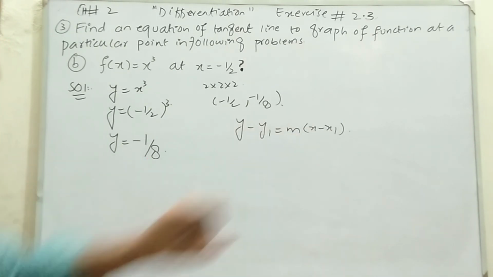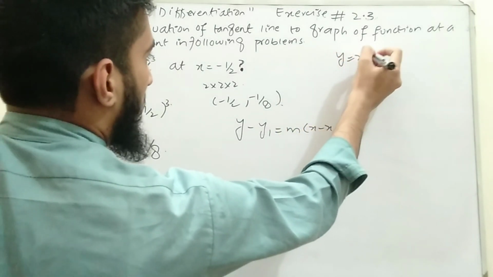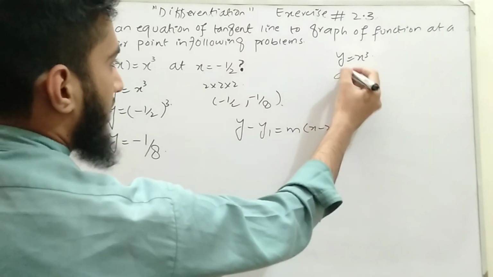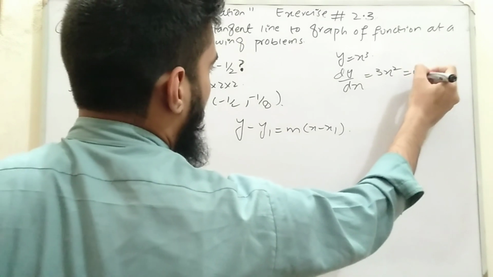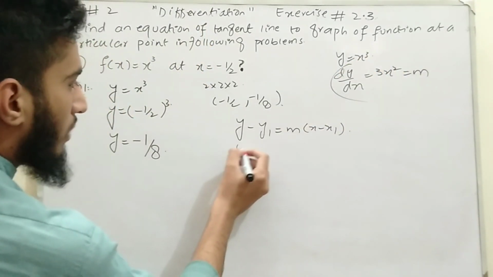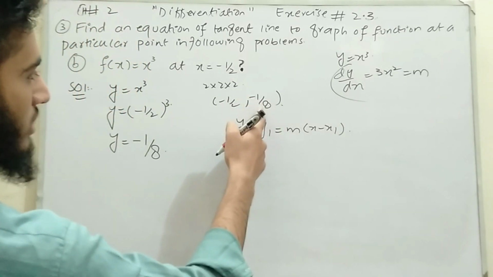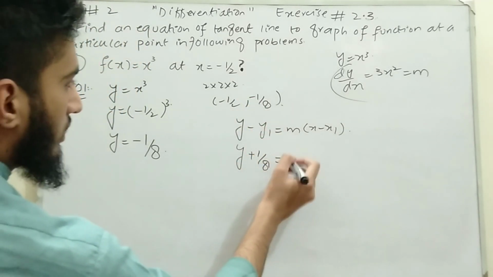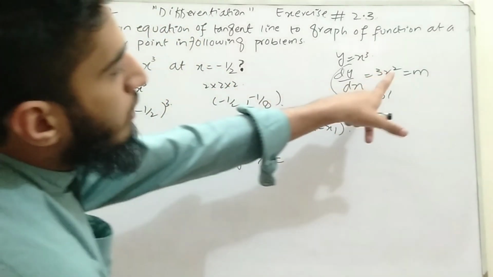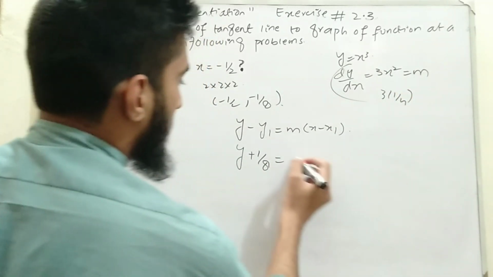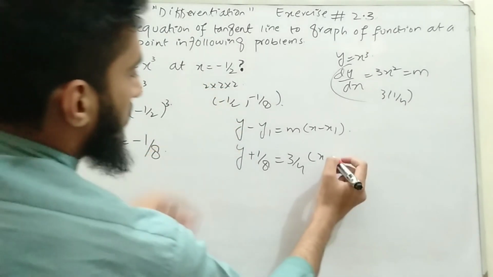This m is equal to the slope. We have the function f of x, which is equal to y is equal to x cube. Now taking the derivative of both sides with respect to x, dy by dx will be equal to 3x square, and this is equal to the slope m. Now putting in the values, y minus y1, where y1 is minus 1 over 8, so it becomes plus 1 over 8, is equal to m. m is equal to 3x square. Now x is minus 1 over 2, so (minus 1 over 2) squared gives us 1 over 4. So it becomes 3 divided by 4 multiplied by x minus x1, so minus multiplied by minus gives us 1 over 2.